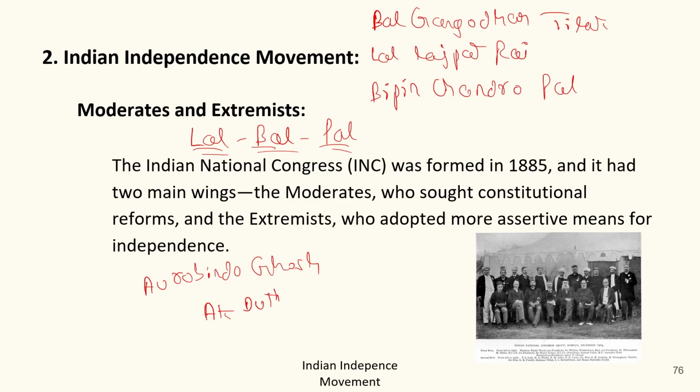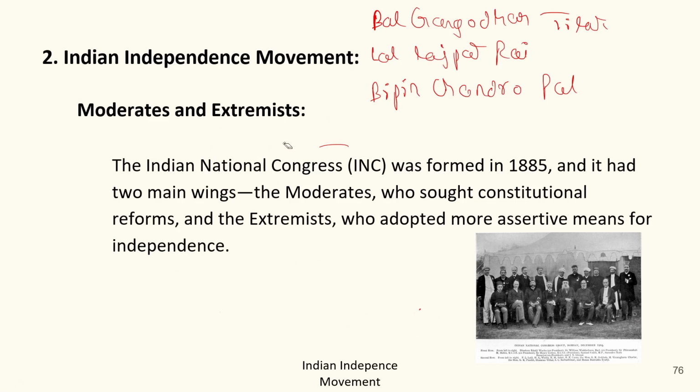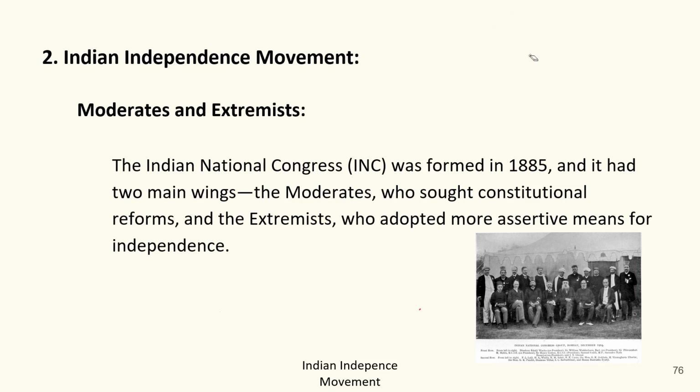A.K. Dutt, and the last one was V.O.C. Pillai. So these were the extremist leaders: Bal Gangadhar Tilak, Lala Lajpat Rai, Bipin Chandra Pal, Aurobindo Ghosh, A.K. Dutt, and V.O.C. Pillai. Got it? And their time period was mainly around 1905 to 1920. It was a time period for extremists basically.